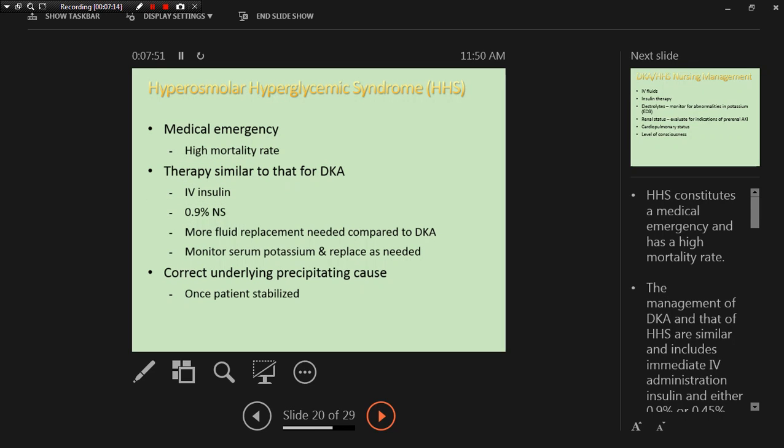All right, so like we said, it's rare, but it's a medical emergency because with these patients, it goes on for long periods of time. They usually have a corresponding infection with it, which we know there's a high mortality rate with that in our older patients. And they don't have the thirst mechanism.